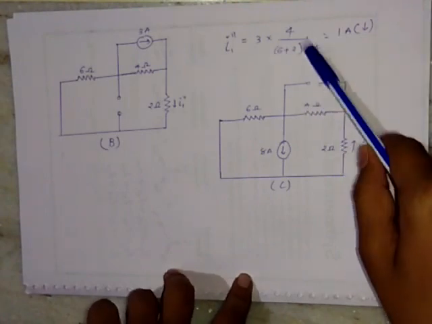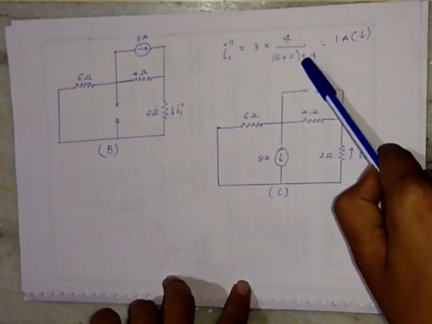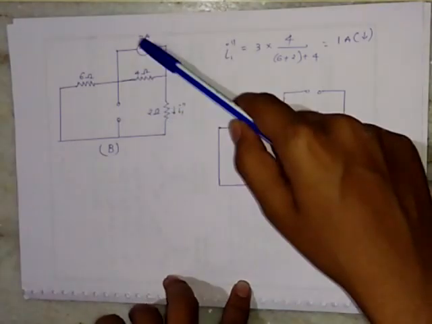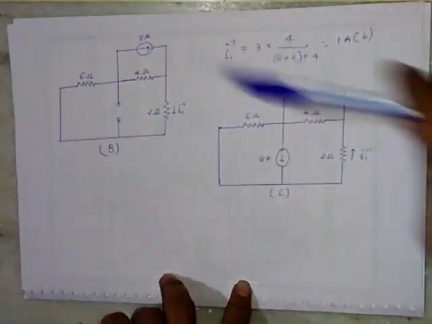Now why is this equation used? This equation is used because here a resistance is connected parallel with the current source.